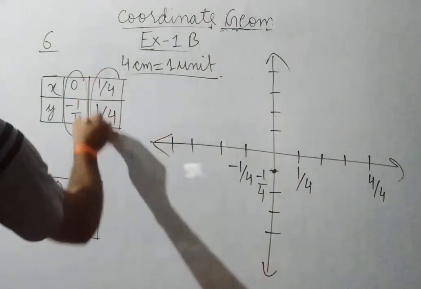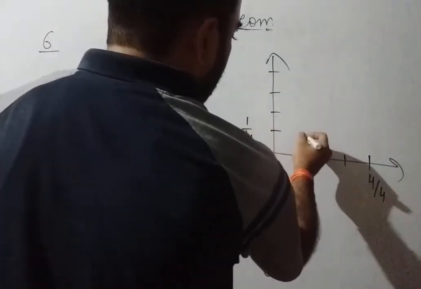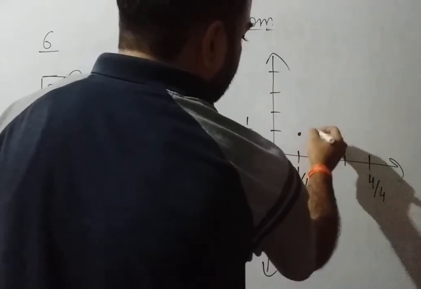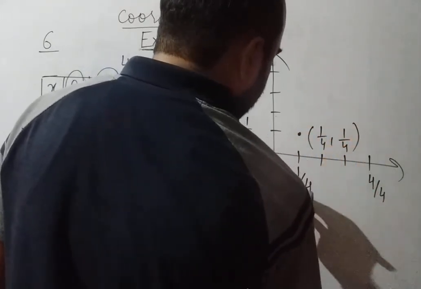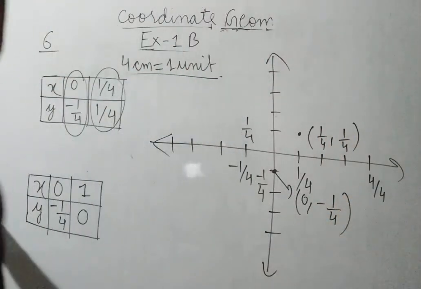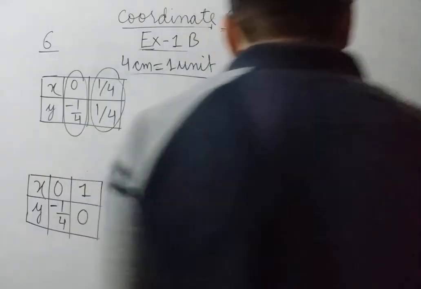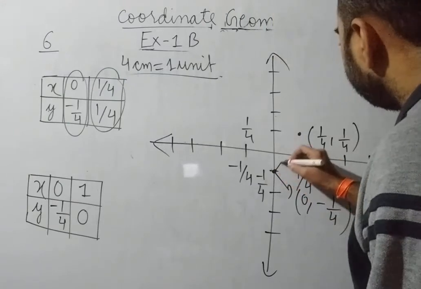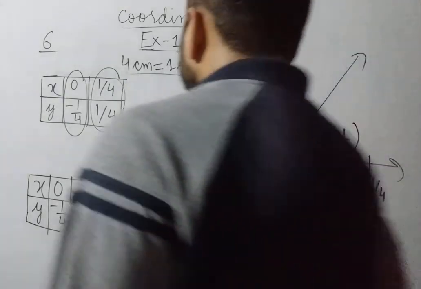Next is 1 by 4 comma 1 by 4. It means this is 1 by 4 comma 1 by 4. See, 1 by 4 comma 1 by 4, and this is 0 comma minus 1 by 4. This will be on the y axis. Correct? So join the points. So this will be what? Second line, no problem. Clear?